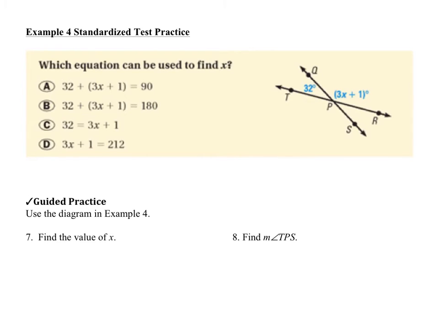Looking at the last page, even though I already closed the lesson, I do have a few more problems for you to do. Standardized test practice says which equation can be used to find x. Well, these are a linear pair, right? So a linear pair are supplementary. So you need the equation that adds the two together to equal 180. So that would be B.